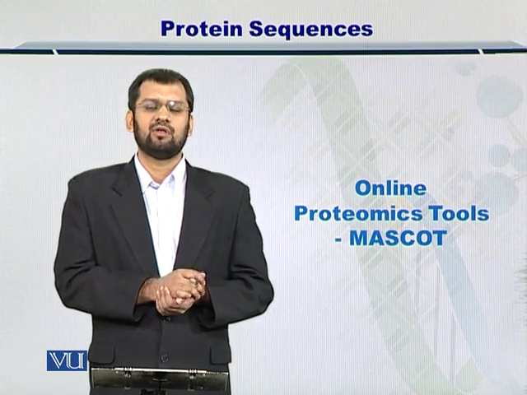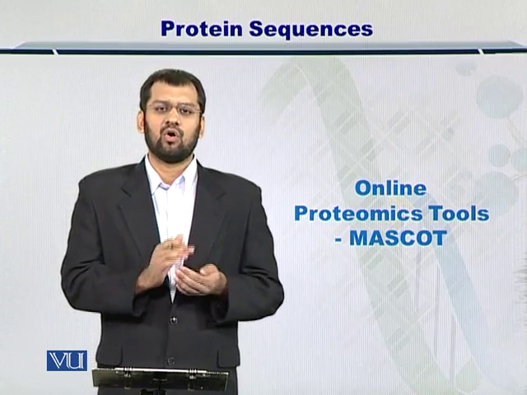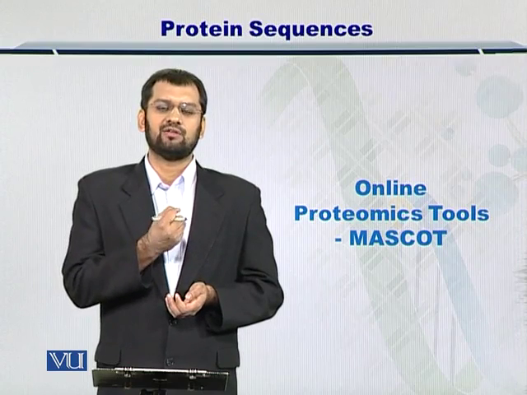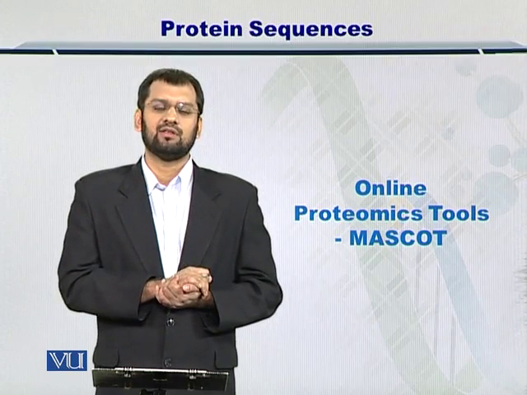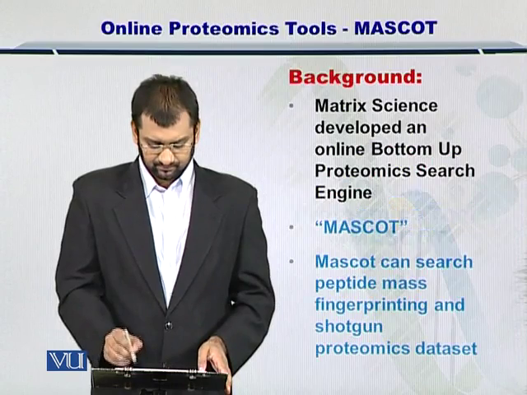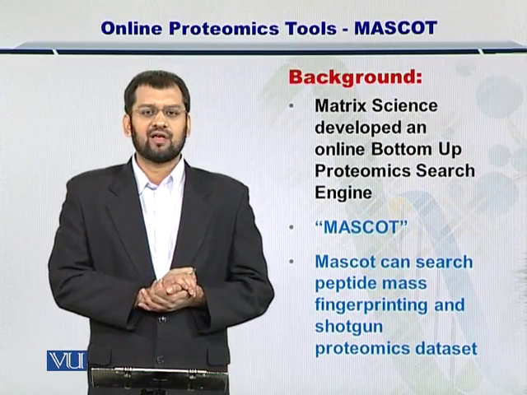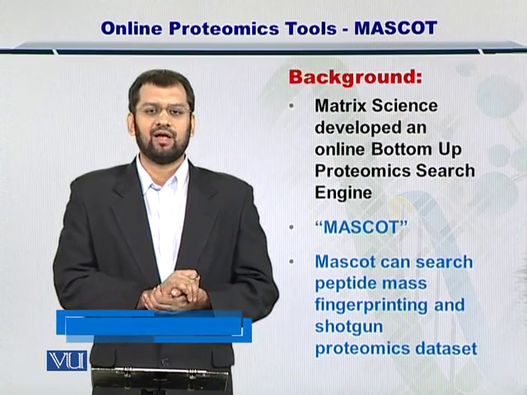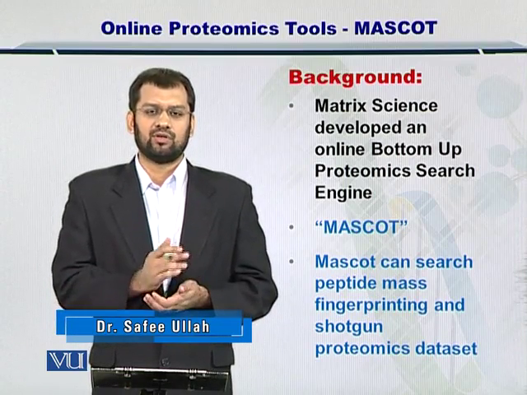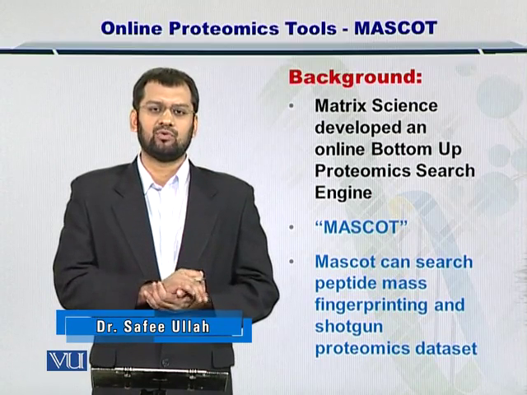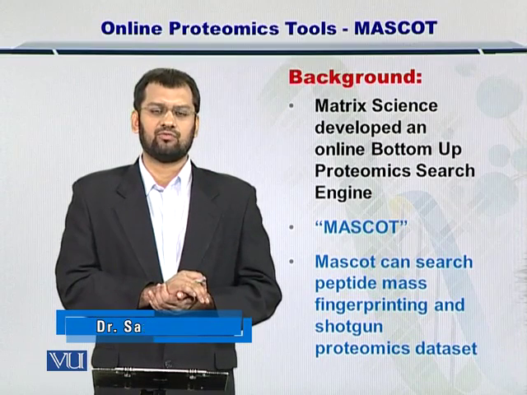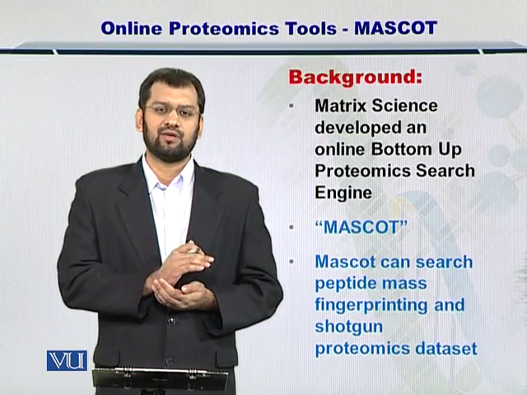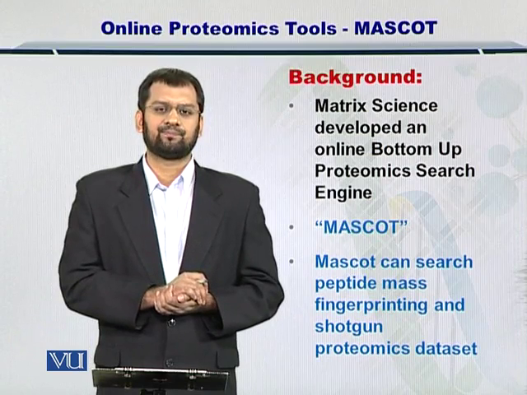MASCOT is a very famous and commonly employed platform for searching mass spectrometry data towards identifying the proteins and peptides in the samples. Matrix Science, a company, developed this tool, and it is available online free of any cost. You can upload your data in the MZXML file format or the MGF format, for example, and search your data for the proteins and peptides.